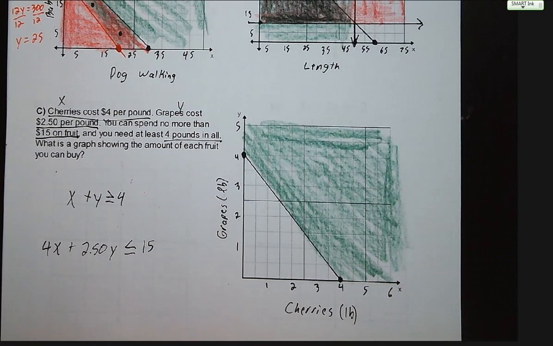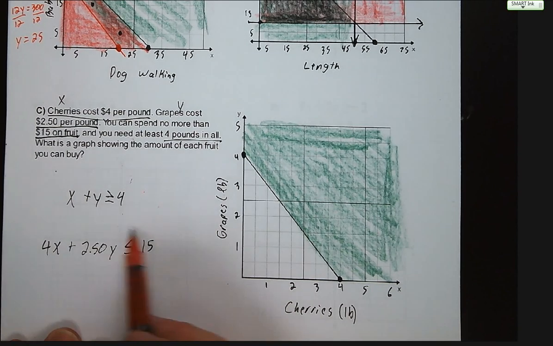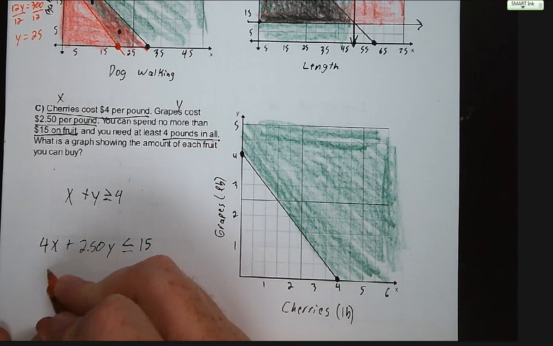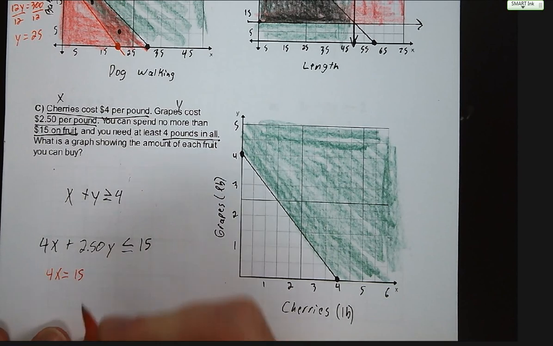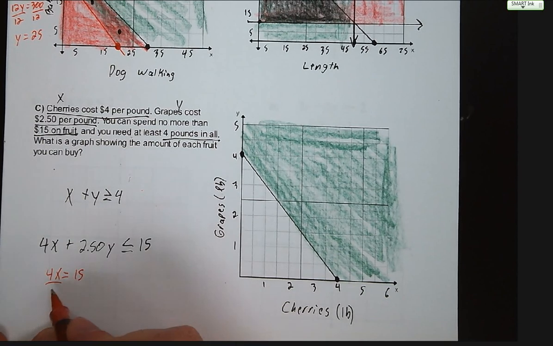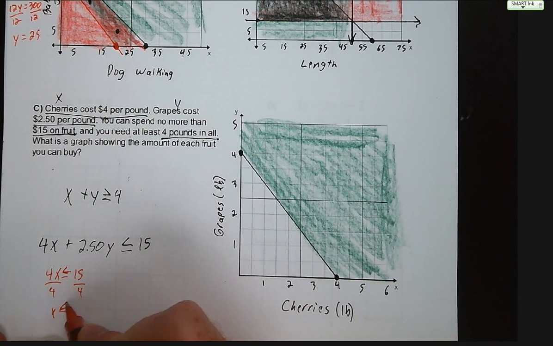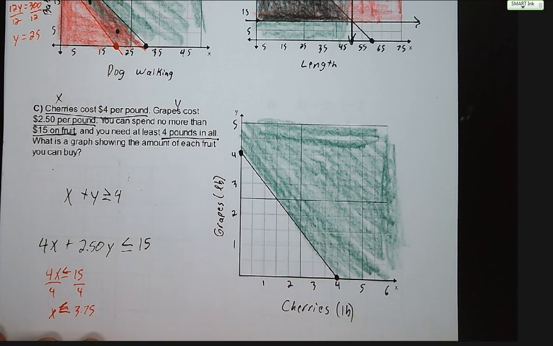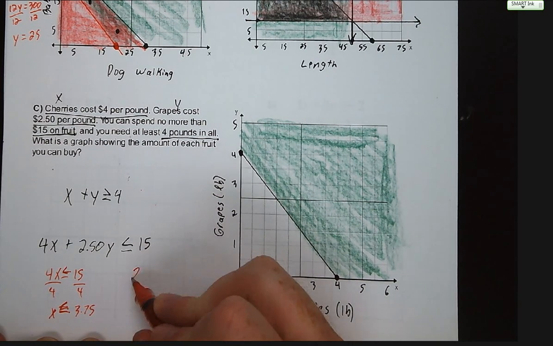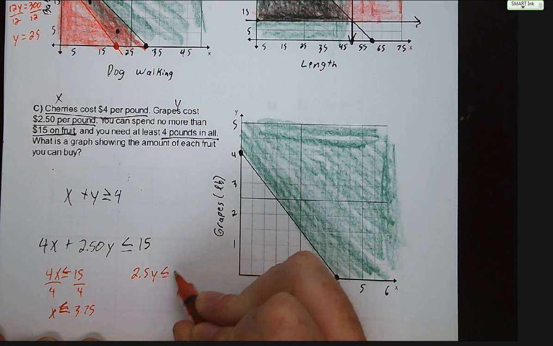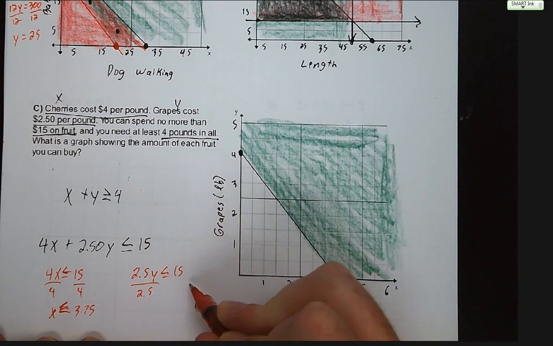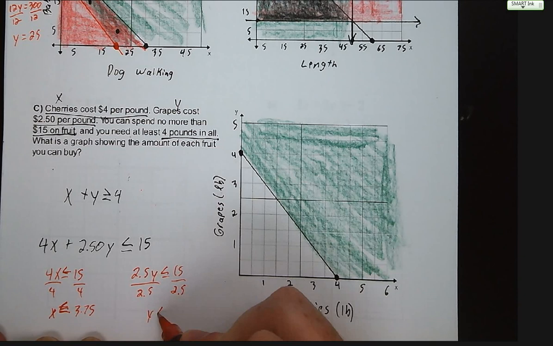So now I need to solve this equation for my two intercepts. So if 4x is equal to 15, if we divide both sides by 4, x is going to be less than or equal to 3.75. And if we use 2.5y is less than or equal to 15, divide both sides by 2.5, and y is going to be less than or equal to 6.